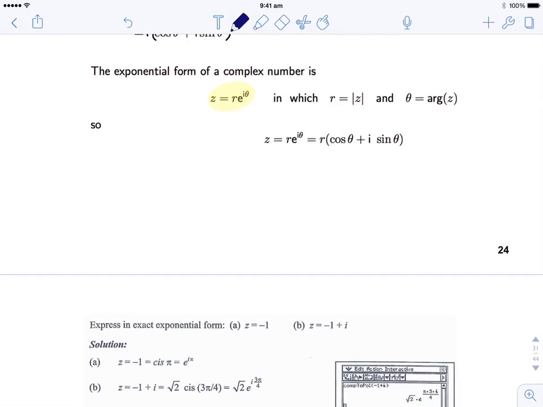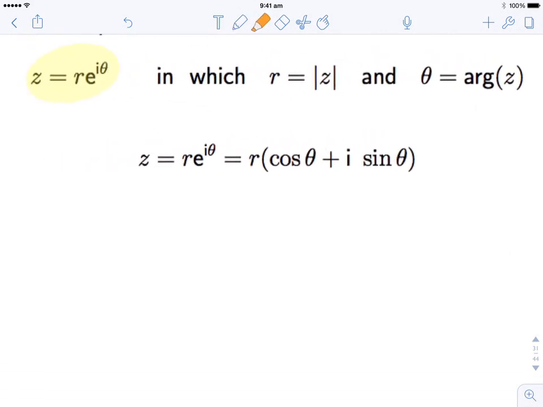So that's a little proof to show, when we do this reorganizing, that the exponential form of a complex number, z equals r e to the i theta, can be written as r cis theta, where r at the front there is the modulus and theta is the argument. So that is the key thing to highlight and to understand from this video. Let's just do a couple of examples.